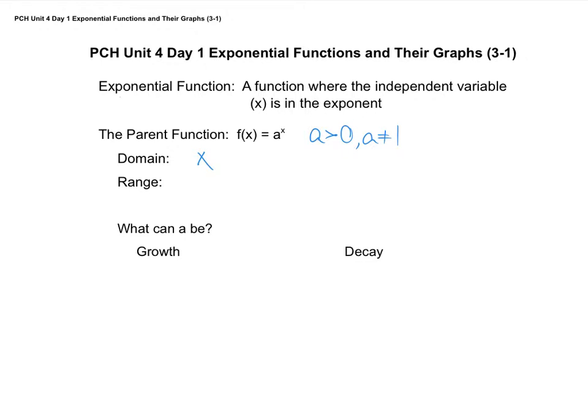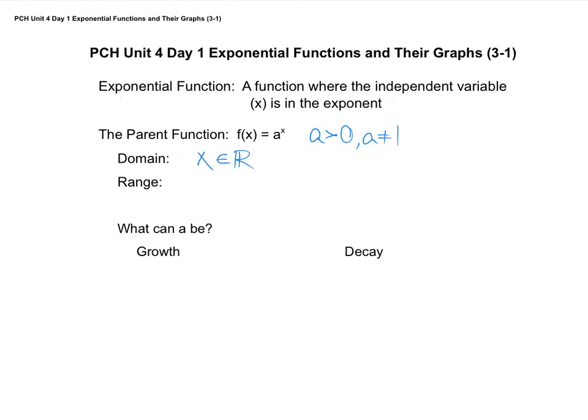Anything that an exponent can't be? I mean, a decimal or a fraction. Can an exponent be a fraction? Yeah. In fact, if I have something to the 1/2 power, what is that? That's the square root, right? So yeah, it actually can. X can be any real number.